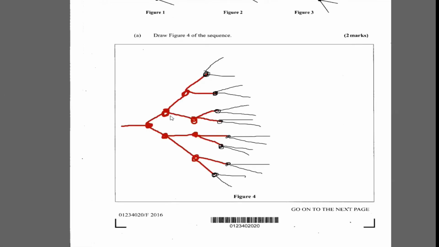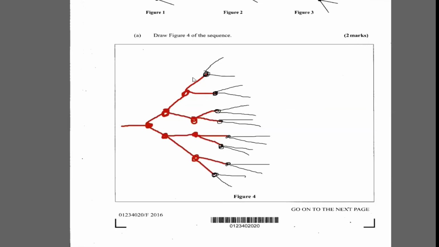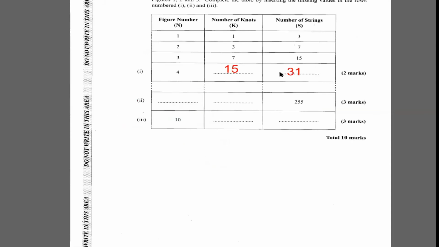The knots is 1, 2, 3, 4, 5, 6, 7, 8, 9, 10, 11, 12, 13, 14, 15. So it's indeed 15 knots. Number of strings, you can check it. It's 1, 2, 3, up to 31. So it's indeed 31. So this is right.